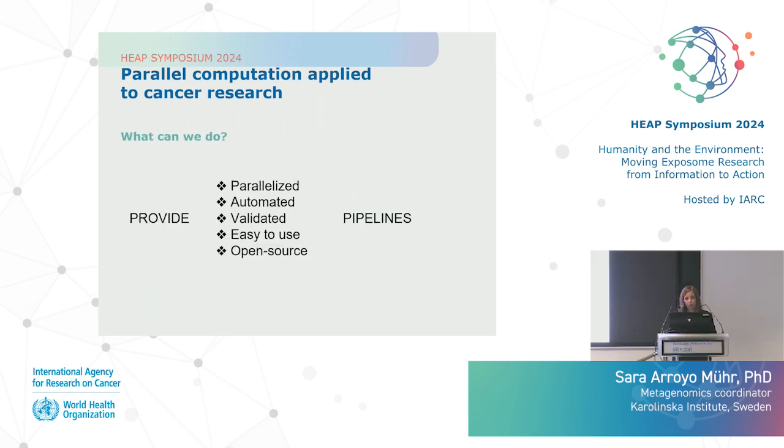And for HEAP, what did we need to do? Well, we need to provide pipelines that are parallelized, automated, so it's not someone that has to be sitting there waiting for the process to finish and then click for the next. They have to be validated. We establish the cutoffs. We try them with different data sets to make sure that we are not getting false positives and false negatives. Easy to use. Everyone should be able to run a bioinformatic pipeline. You shouldn't need a master of science in IT. And of course, open source, because they have to be accessible.